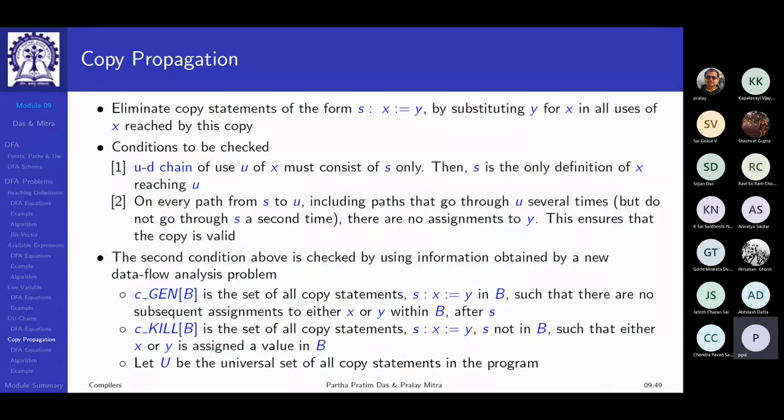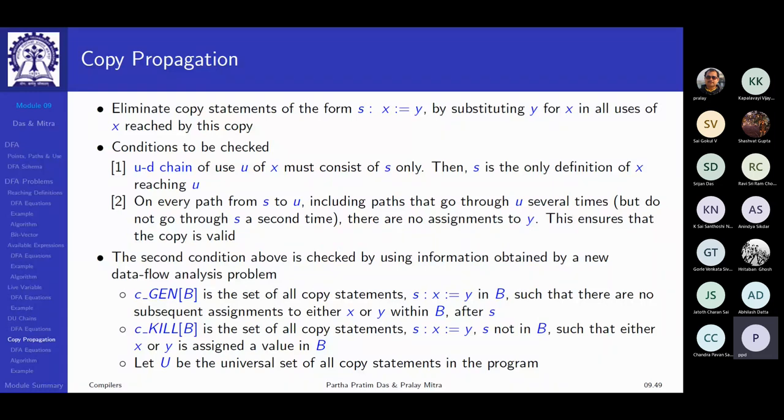If there are multiple definitions of X that reach that point, then obviously I cannot do this replacement, because from a different definition, X will have a different value. But if S is the only definition that reaches this point, then at that point, I can replace the use of X by Y. And from every path, from the copy S to U, the use, including paths that might go through U several times, but do not go through S a second time, because then it becomes a new definition, there must not be any assignment to Y. Because after the copy, if Y has changed, then again, I cannot.